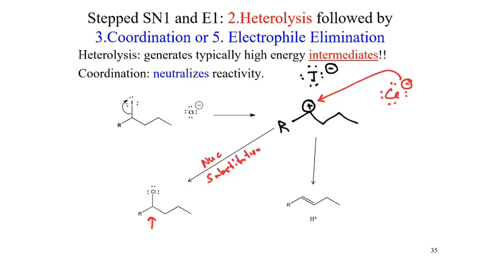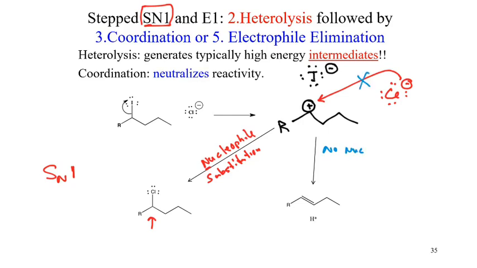Okay, but that requires the presence of a nucleophile. When we looked at our abbreviation, it's SN, S for substitution, N for nucleophile, 1. And we'll address the 1 a little bit later too when we get into rates. But what if there is no nucleophile?